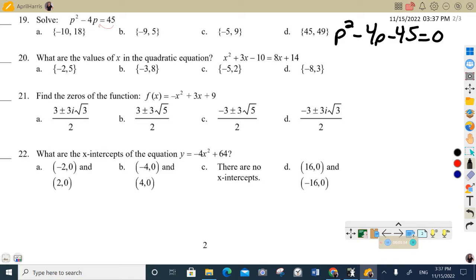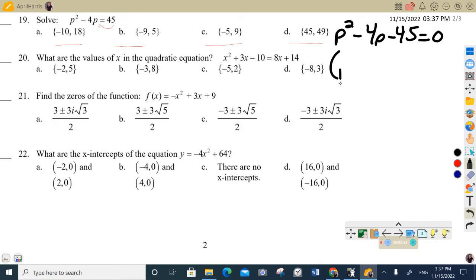Now, if you're trying to decide, should I use the quadratic formula? Should I factor? Should I complete the square? Probably not complete the square because most of y'all don't like that. So look at your multiple choice answers. All of these are nice numbers. That means you can factor this function. So I'm going to factor here.